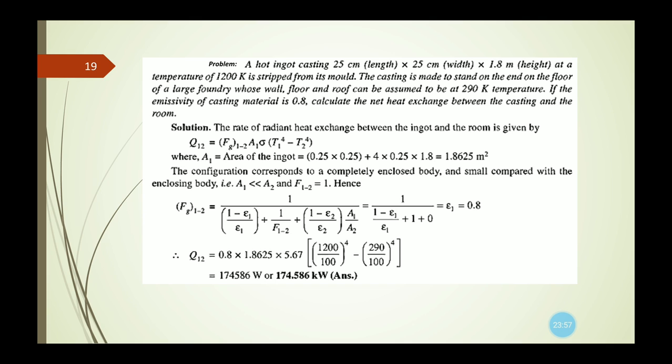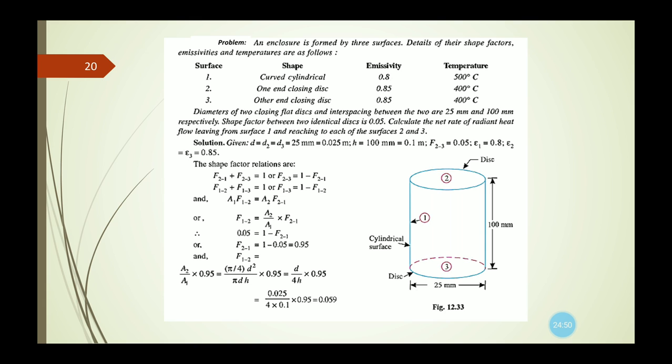So ultimately Fg12, the gray body factor for this case, equals epsilon 1, and this value is 0.8. If we put this value in the net radiant heat exchange equation, we get Q12, the net heat exchange between the casting and the room, which is 174.58 kilowatt. So this is the procedure where we have calculated the net heat exchange using the formula of the gray body factor. If you can remember the formula for this specific case, you can directly use it. So let us discuss the next numerical.